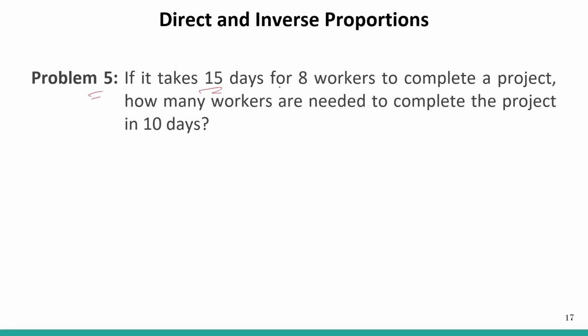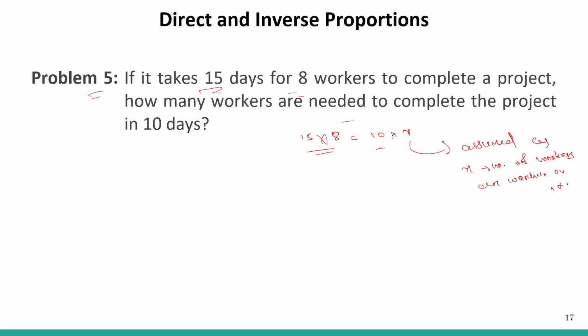If it takes 15 days for 8 workers to complete a project, how many workers are needed to complete the project in 10 days? Let's use the work time formula again. So 15 days into 8 workers, 15 into 8 is equal to constant. That is equal to 10 days into X number of workers. Here, assume X number of workers are working on it, and they solve it in 10 days.